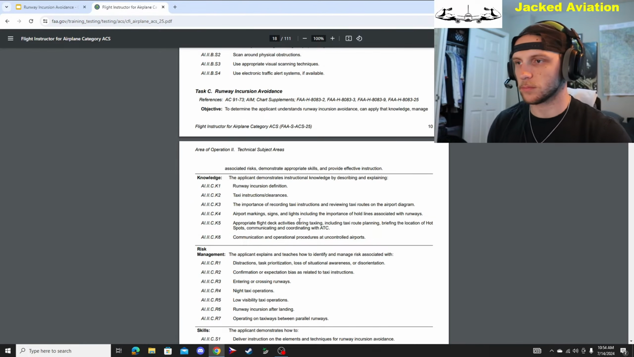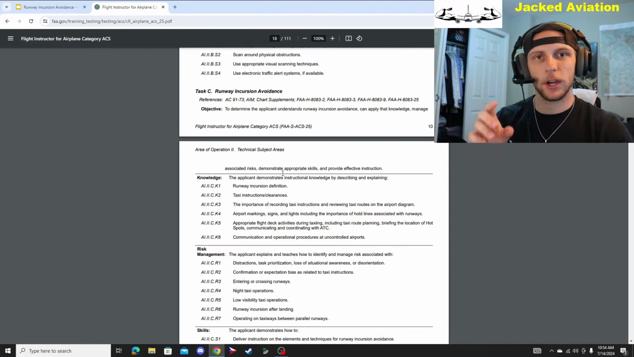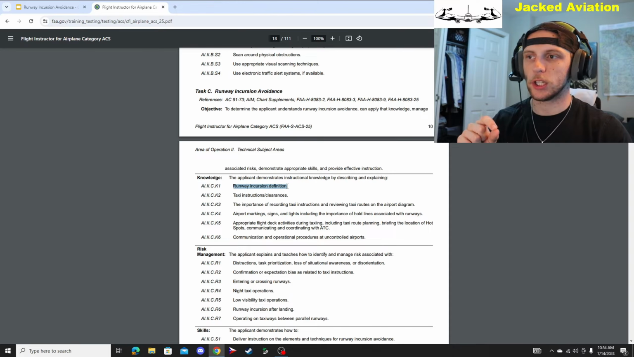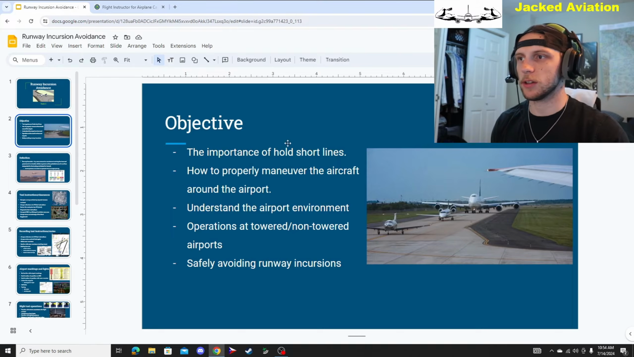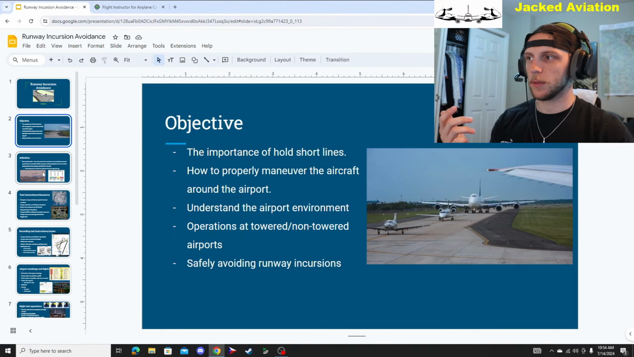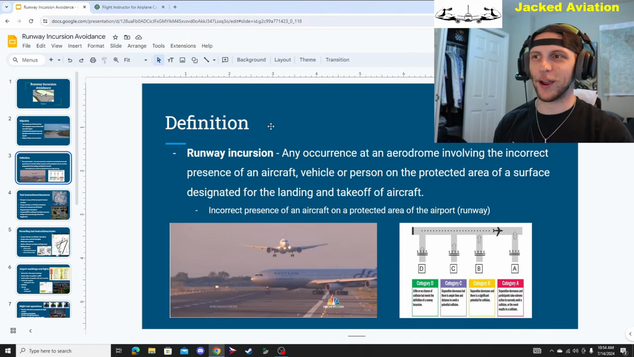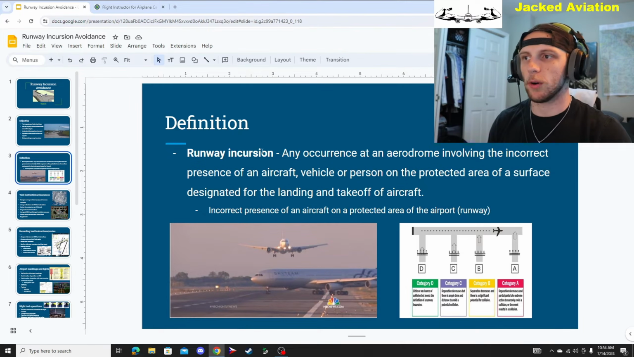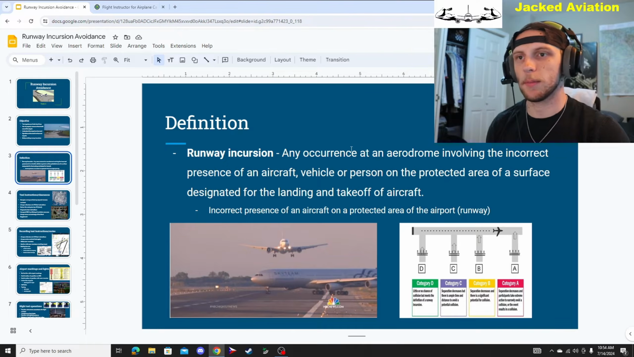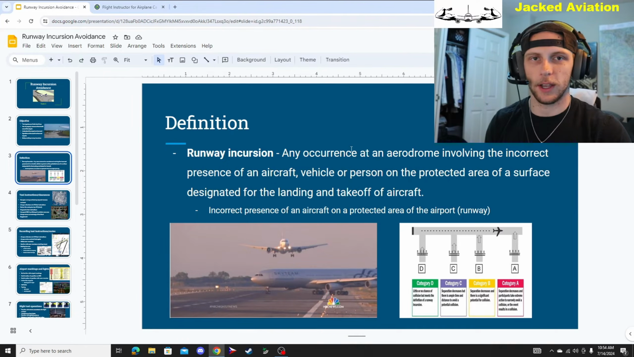So first, we're going to break down runway incursion definition, and I'm going to make sure I check off this knowledge box. In this case, it would be runway incursion definition. So first up, we have the definition of a runway incursion, because that's what's on the ACS. So we have the runway incursion definition. Any occurrence at blah, blah, blah. I literally put the definition of it.